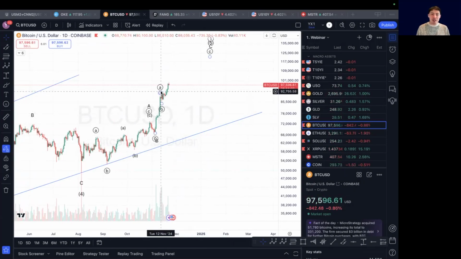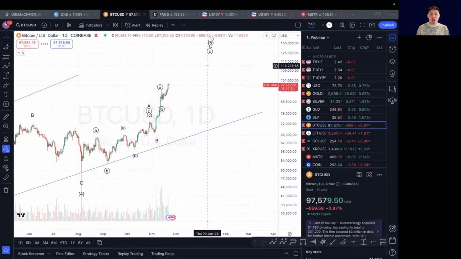I kind of expected a bigger pullback in wave B, which had been the case for previous moves. But it seems that we just have a very shallow retrace here, and we are heading towards 120 in a much more direct fashion. I think 100K is a big psychological hurdle. So there is every chance that we stall below 100K for a little bit before breaking higher.